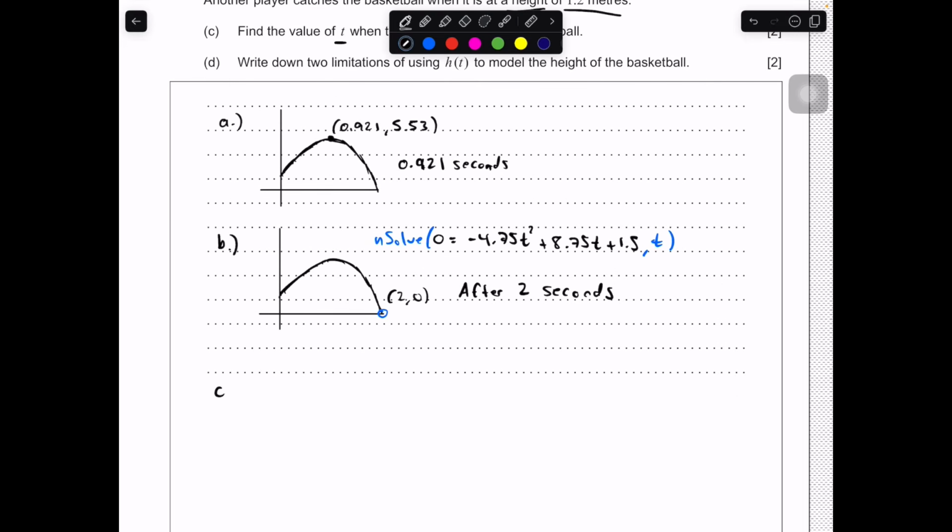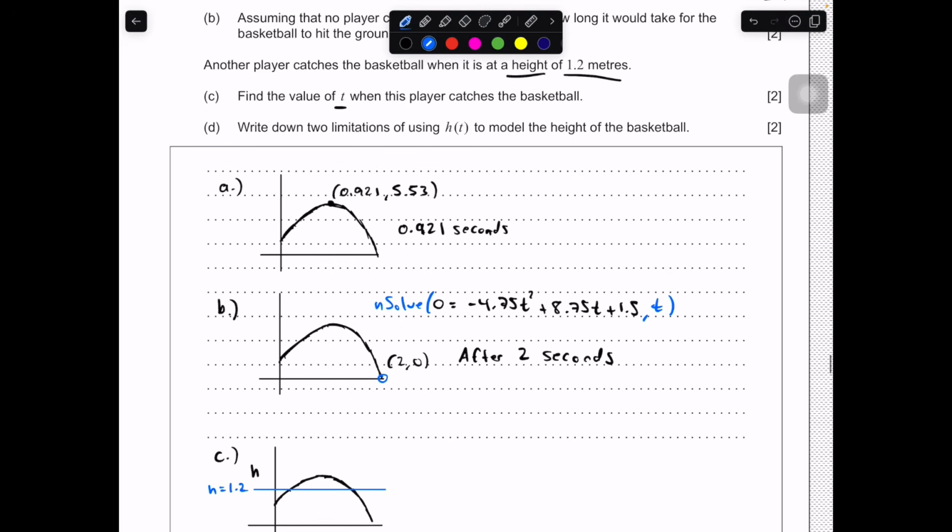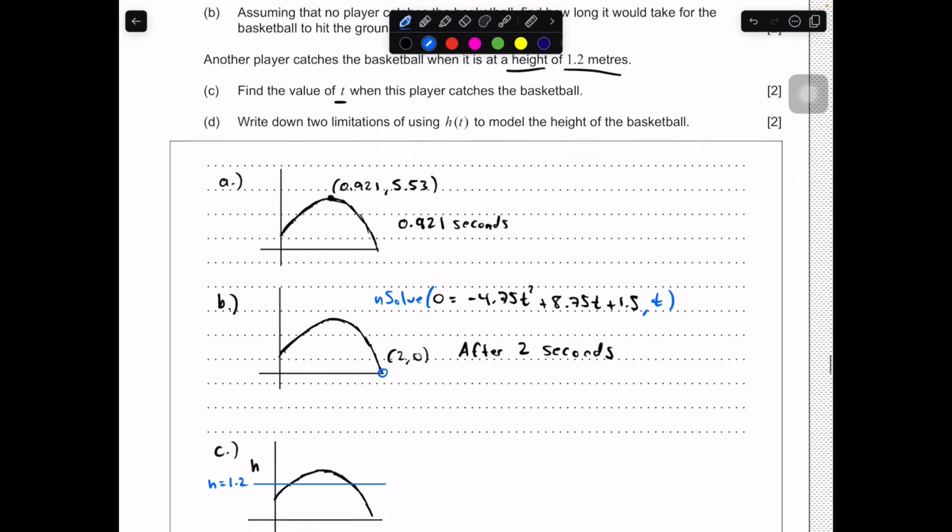Okay, so here we are. Here's our function once again, and I think this is a great question just to continue to solve graphically, just to kind of show what's going on here. So here's our basketball height as a function of time. And what is going on here is there's someone who's going to catch this ball when h is equal to 1.2 meters. And so they catch this ball.